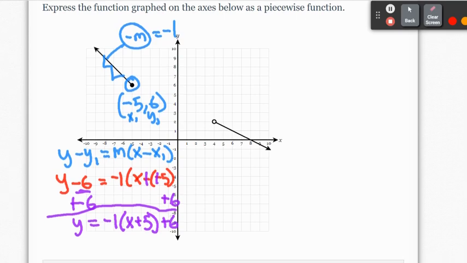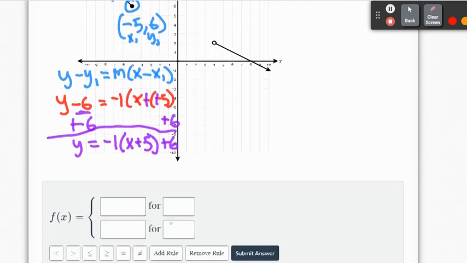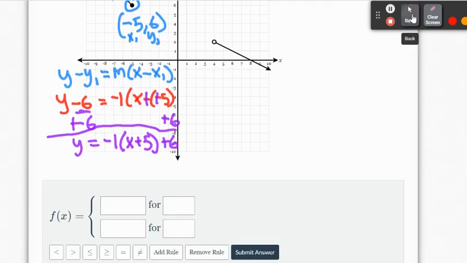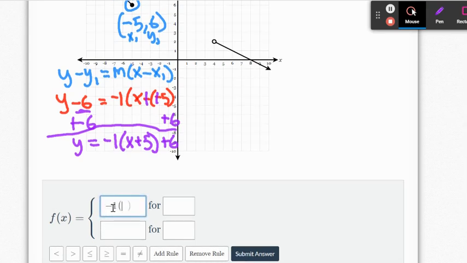That's the exact definition I use for that segment of this piecewise function. So I go ahead and type it down below. Negative 1, parentheses, x plus 5, and plus 6 on the outside.